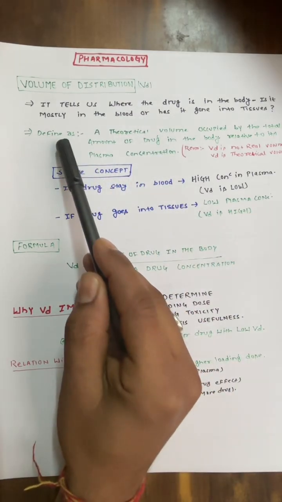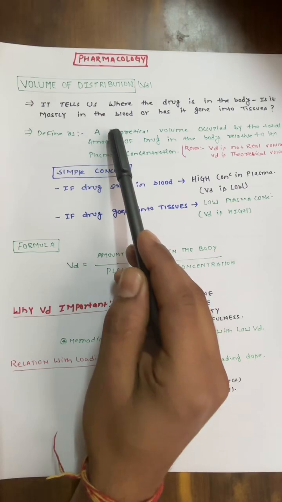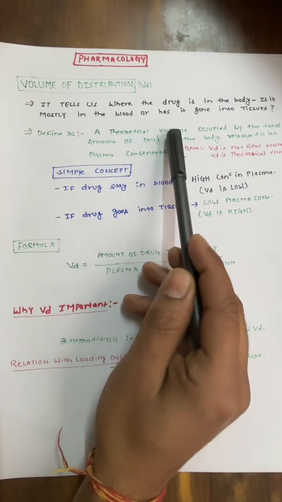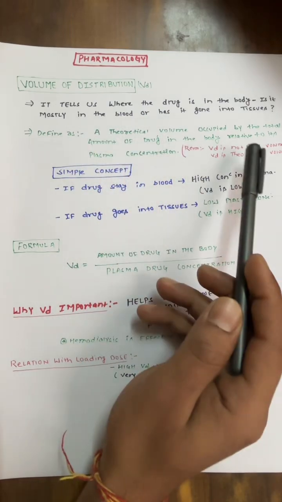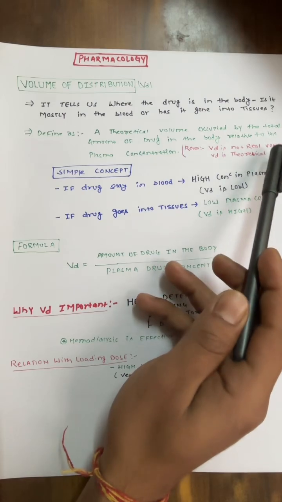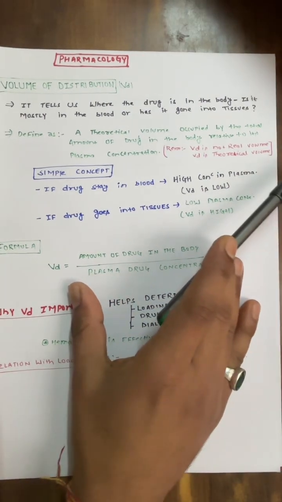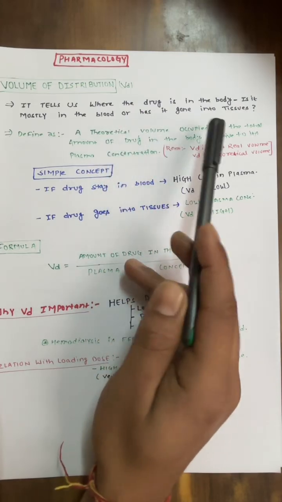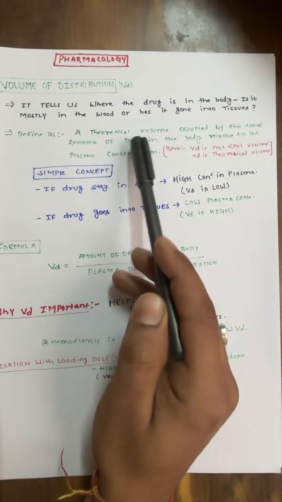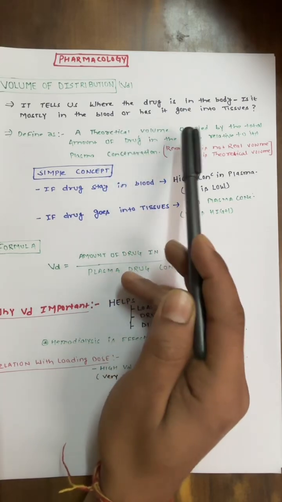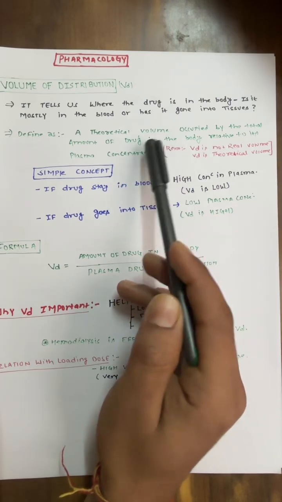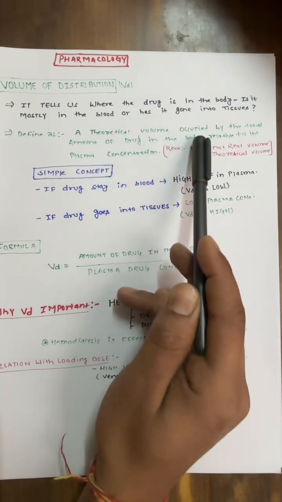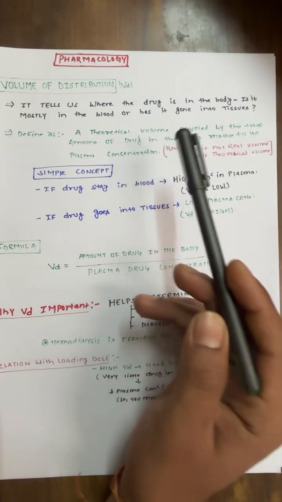While defining volume of distribution, always remember that it is a theoretical volume, not a real volume. It is the theoretical volume occupied by the total amount of drug in the body relative to its plasma concentration. So, the total amount of drug present in the body relative to its plasma concentration.